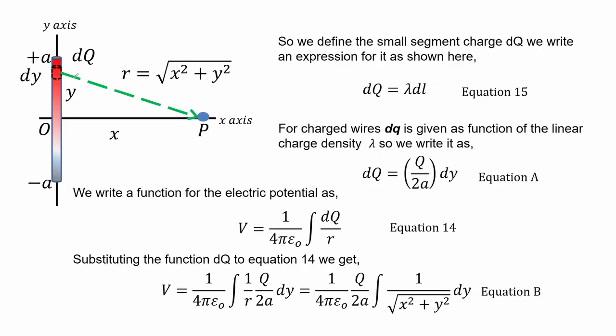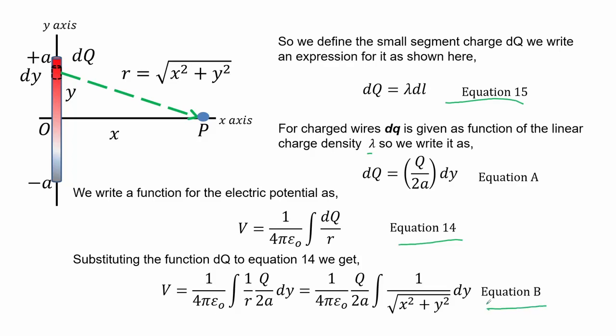So we define the small segment charge dq. We write an expression for it as shown here in equation 15. For charged wires dq is given as a function of the linear charge density lambda, so we write it as equation A. Here the linear charge density is just the total charge over the total length of the wire, which is 2a. Substituting this into the general expression for electric potential shown in equation 14, we get an expression for the voltage for the system as shown here in equation B.